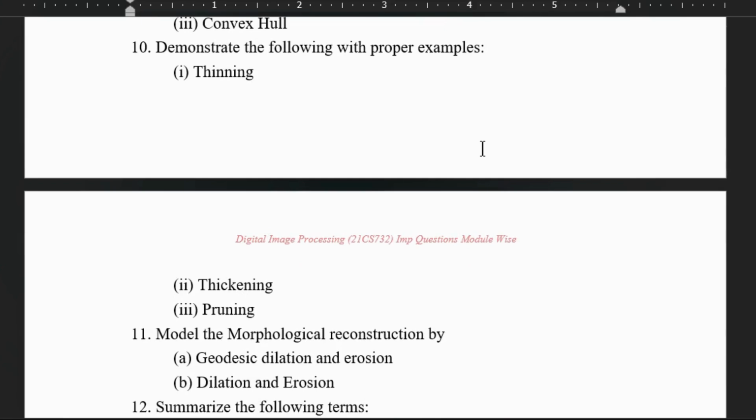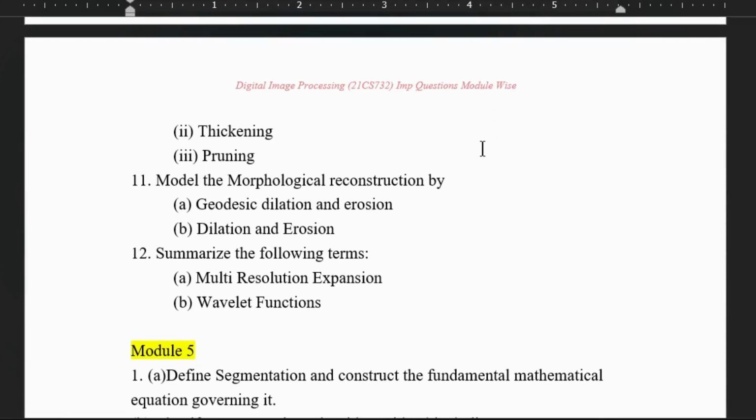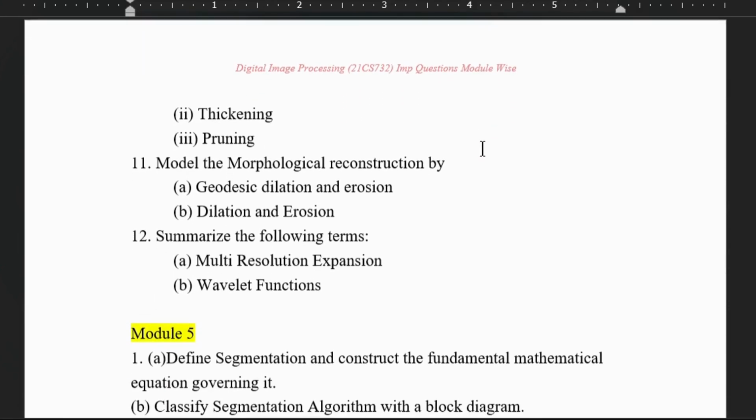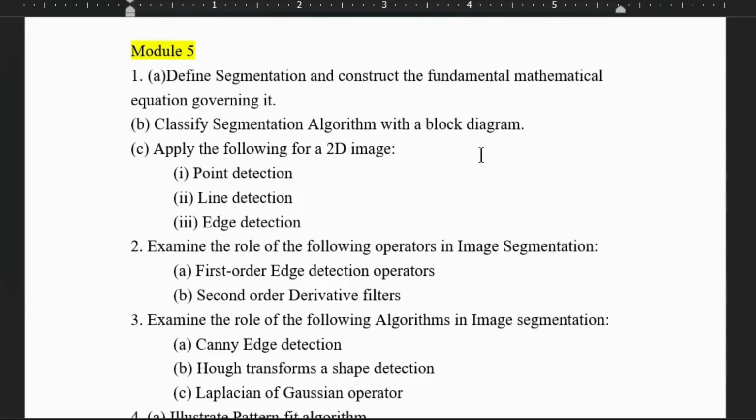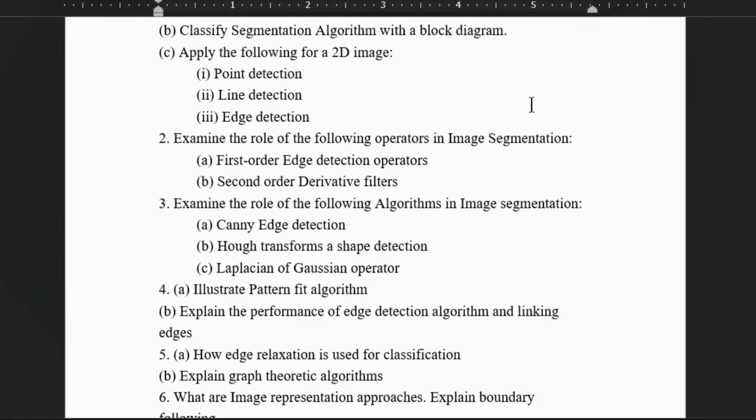Thinning, thickening, pruning, all explained in the video. Geodesic dilation and erosion already explained, and the multi-resolution expansion wavelet function is already given in the video. All equations, definitions, that's it, and applications and disadvantages. Module 5 is pretty much easy, I would say.